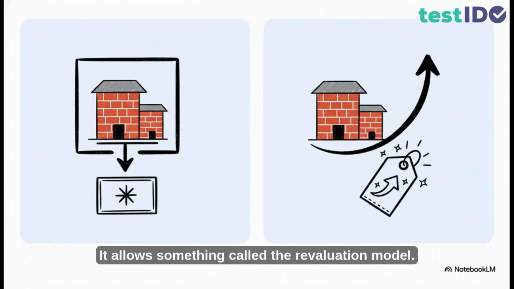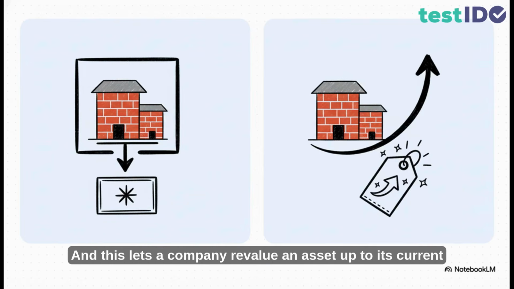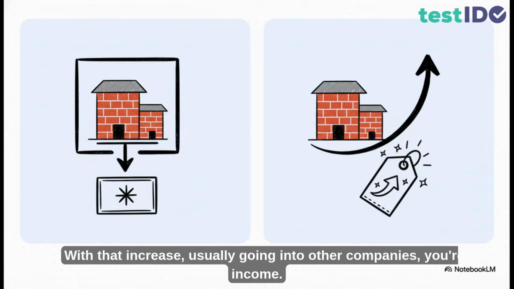It allows something called the revaluation model. And this lets a company revalue an asset up to its current fair market value, with that increase usually going into other comprehensive income.